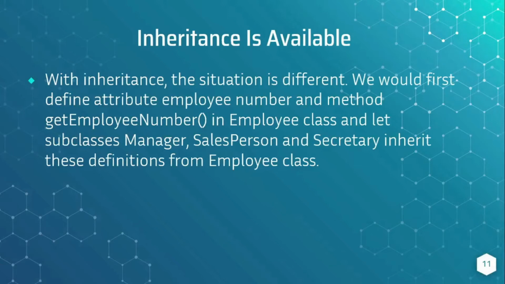Inheritance is available. With inheritance, the situation is different. We would first define attribute employee number and method getEmployeeNumber in the employee class and let subclasses manager, salesperson, and secretary inherit these definitions from the employee class. The required change in representational scheme for attribute employee number would be limited to the employee class. The change would be propagated to the subclasses via inheritance. In this way, the change is limited to the superclass, enabling a uniform and consistent property definition for all subclasses. In addition, redundancy in property definition at the subclass level can be minimized and software maintenance enhanced.